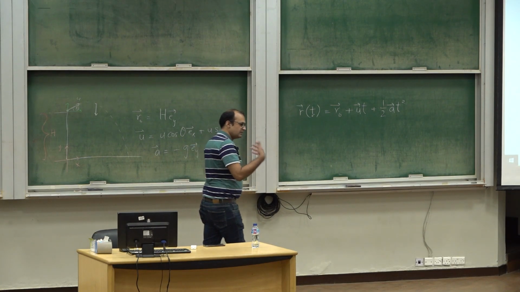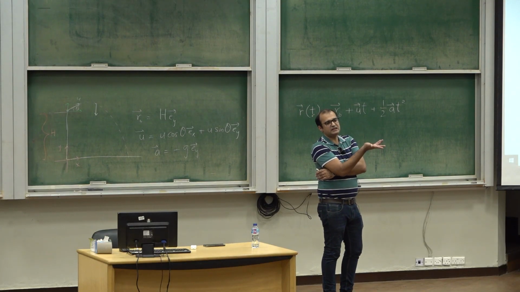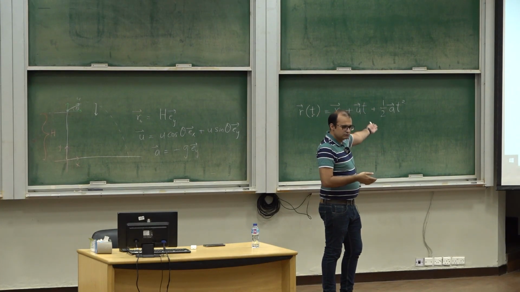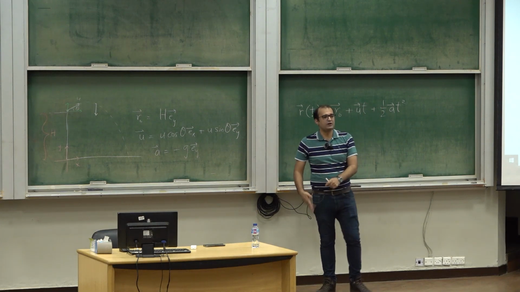Okay? If you have a straight line, just think about it in one dimension. You have a straight line, you integrate it once, you have a horizontal straight line, you integrate it once, you get a straight line with non-zero gradient. You integrate it again, you get a parabola. That's what this t square represents. It's quadratic in time.